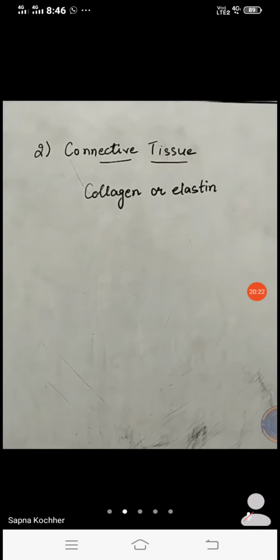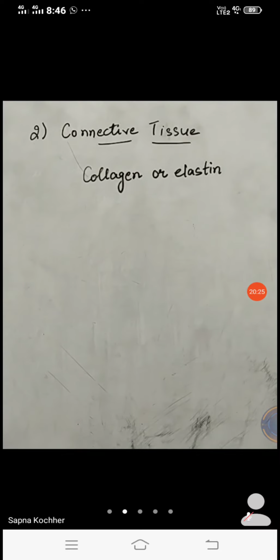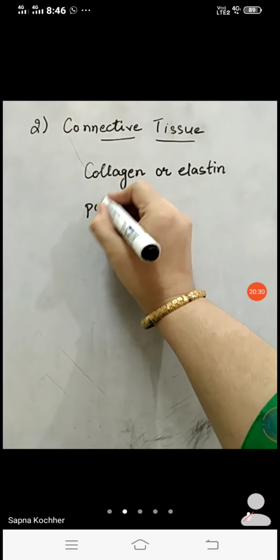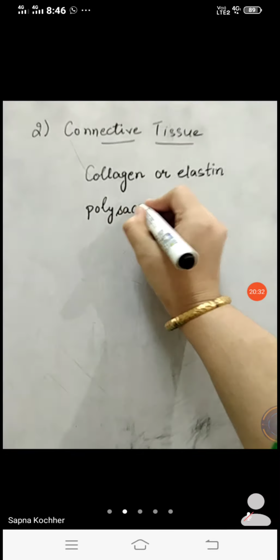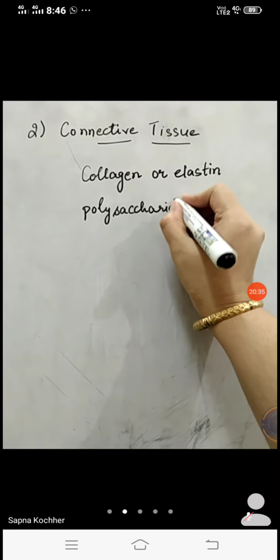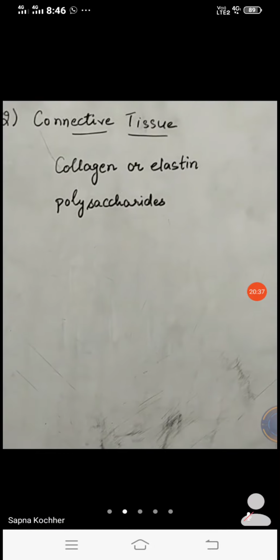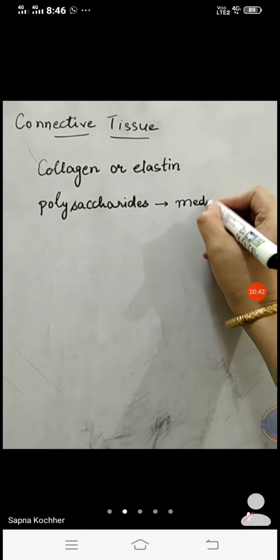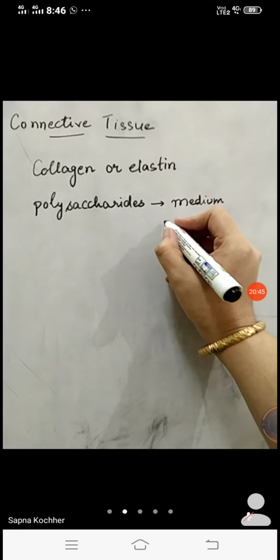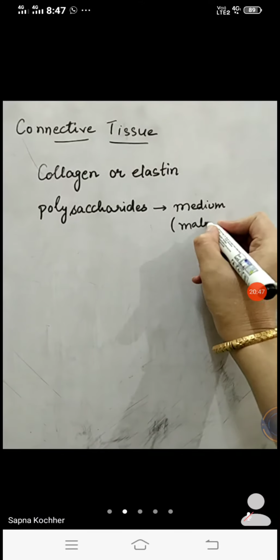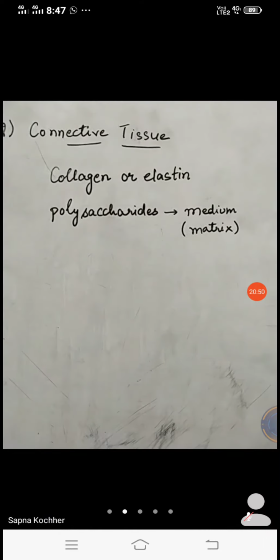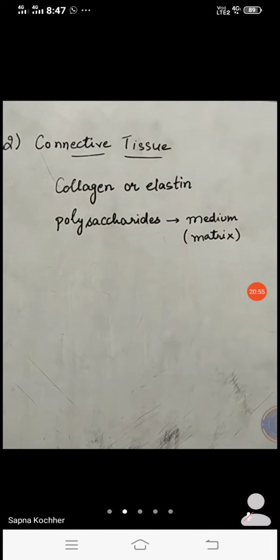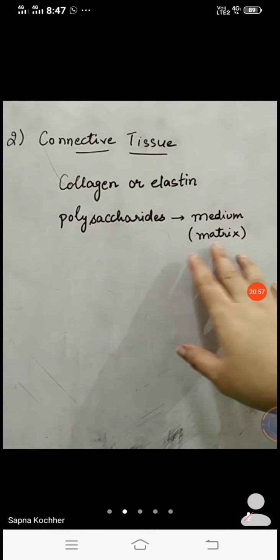Now, accordingly, these connective tissues also have a specialized secretion of polysaccharides. The polysaccharides immerse the different types of cells into a common medium, and that fluid medium is called the matrix, in which all the different types of cells belonging to one kind of connective tissue are immersed together. Okay, so there is a matrix.